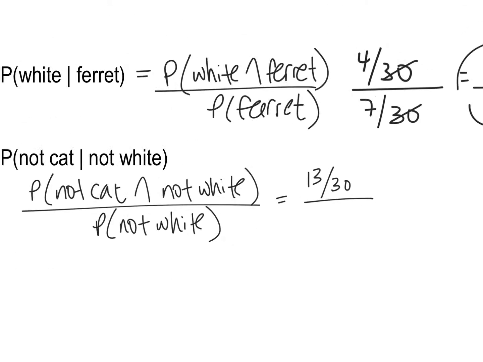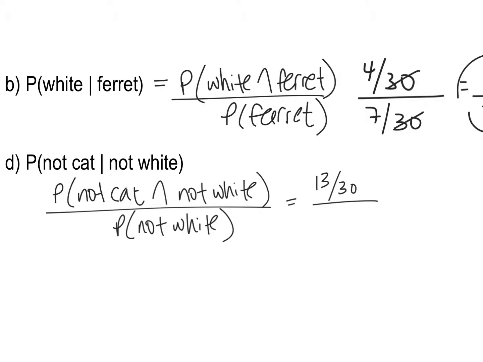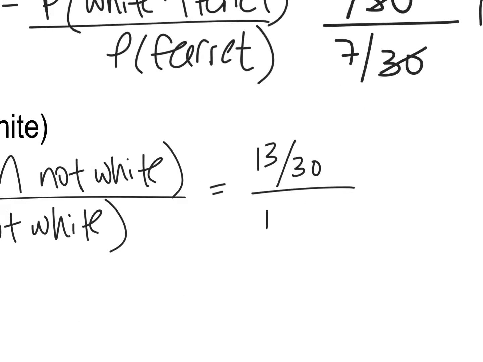And then the numerator, throw out all the animals that are white, and that's going to include all the animals that are not white. So get rid of all the white animals, and add those up, it gives you 17 out of 30. 30s cancel when you flip and multiply, and you get 13 out of 17.